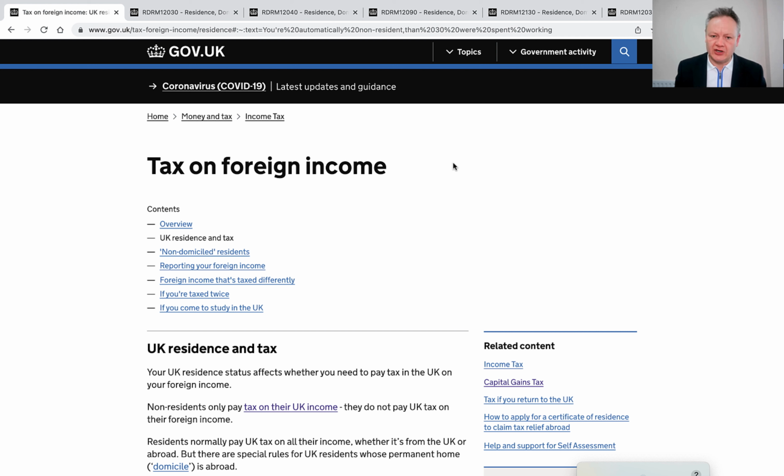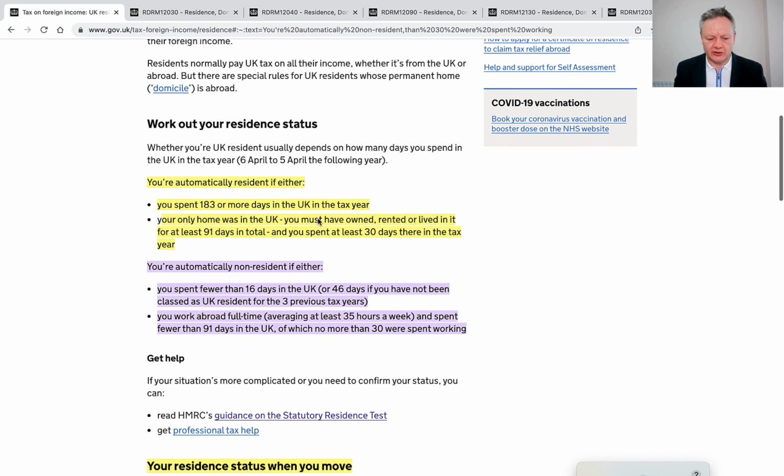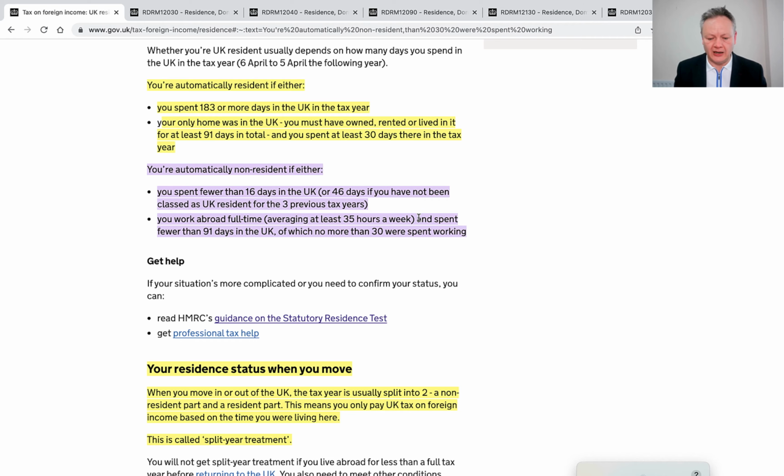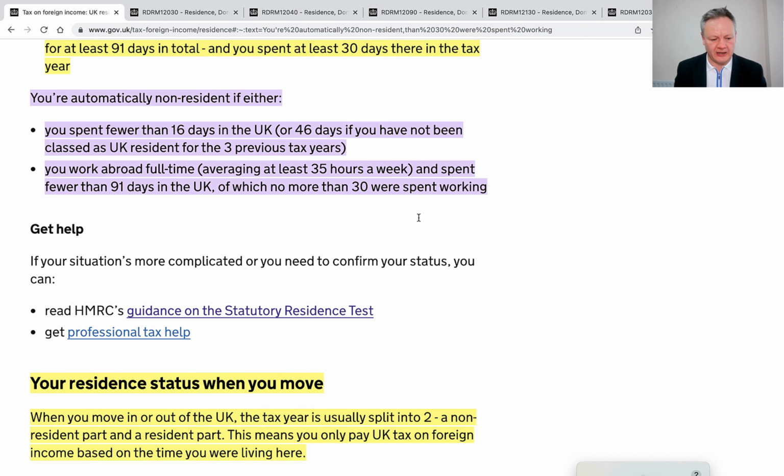So I want to focus on this particular page to start with, which, interestingly enough, is tax on foreign income, as though we're going to be focusing on foreign income in the UK. Well, that's not actually the case. What I want to draw your attention to is the purple highlight. I'm just going to make this a bit bigger.